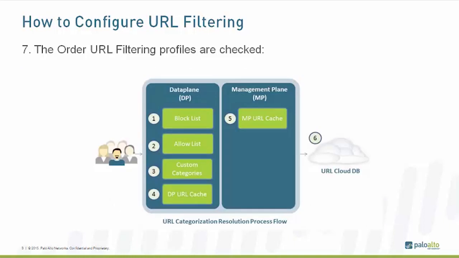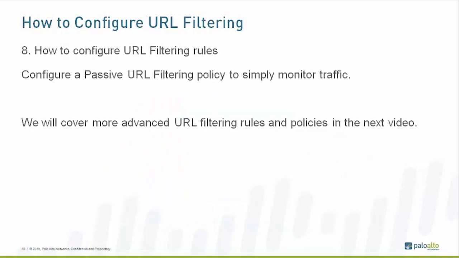Seventh step here is the order in which the URL filtering profiles are checked. By default, the URL filtering traffic that goes through the data plane first checks the block list, then it checks the allow list. If you have any custom entries for both the block or the allow list, then custom categories that you may have created are checked. Next, on the fourth step, the data plane URL cache is checked. The traffic will then go to the management plane. It will check the URL cache on the management plane. And then lastly, if the URL is not listed there and cannot be found, it does check the URL cloud database for that URL.